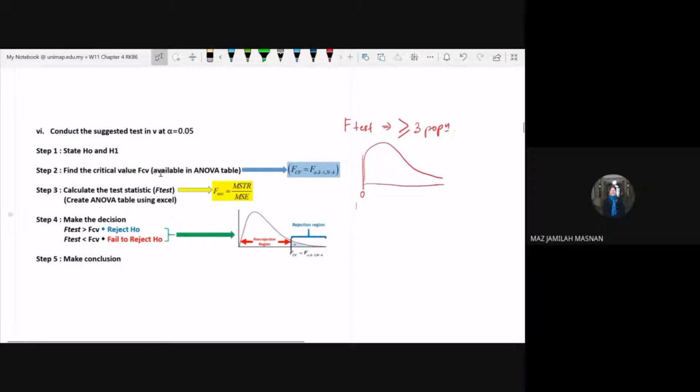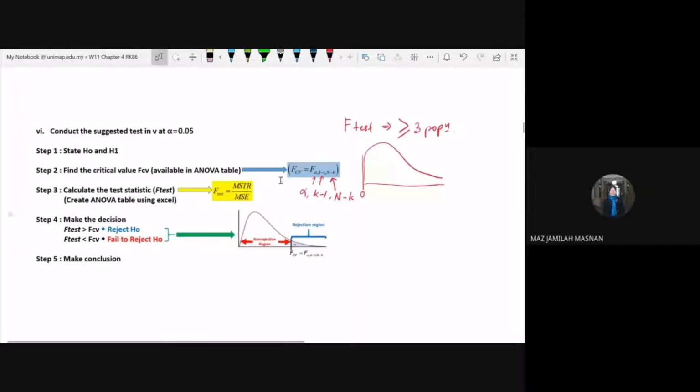And how do I find my F critical value? Critical value will always relate to your alpha. So your F critical value would be defined by your alpha as your first parameter. Your second parameter is K minus 1, the number of populations that we have. And the third one is the number of samples minus the number of populations in our experiment. That will be the F critical value. We will see later how we can find it using the F table.